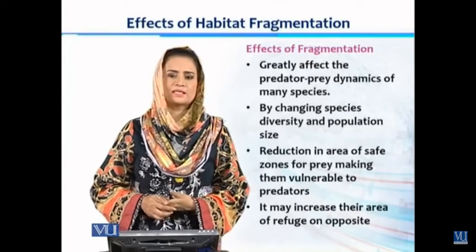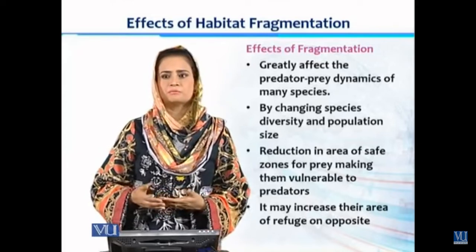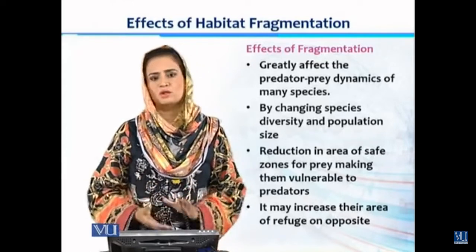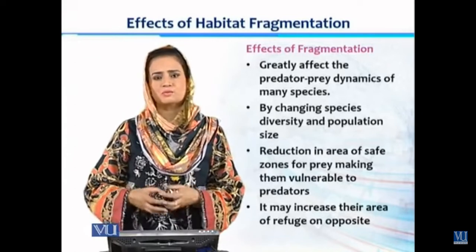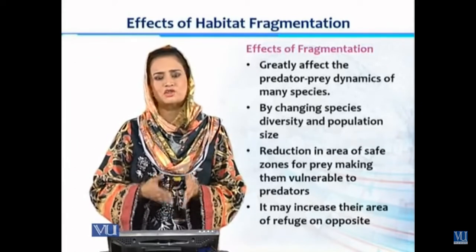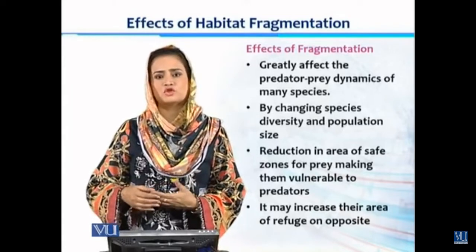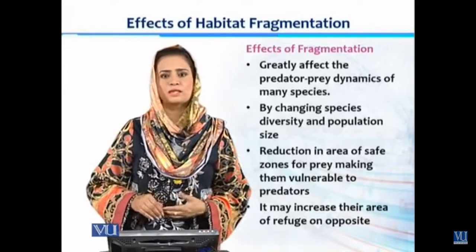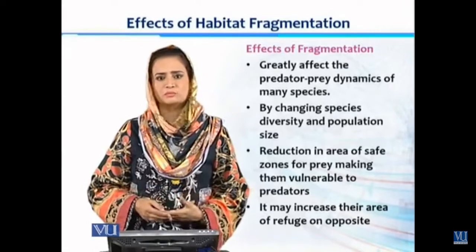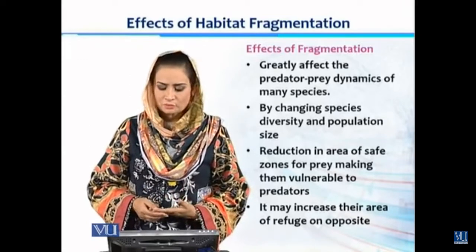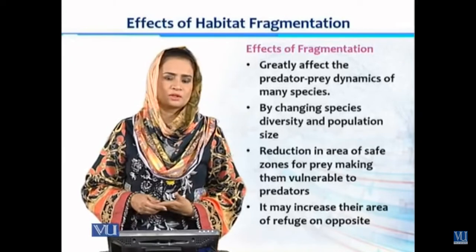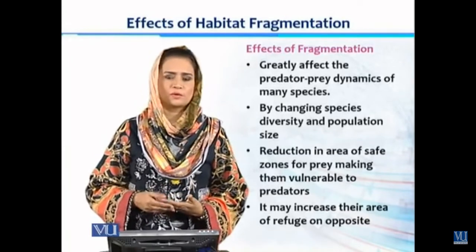By changing the species diversity and their population, there might be a larger population of prey and a smaller population of predators. So resultantly, there are more prey and fewer predators. There is less pressure of predation on prey, so the prey population size would increase, and they would consume their food resources more as compared to a natural or intact environment. So it would disturb the whole food web. This increase may be suitable for the prey, or it might not be suitable for the prey. Both situations can exist.